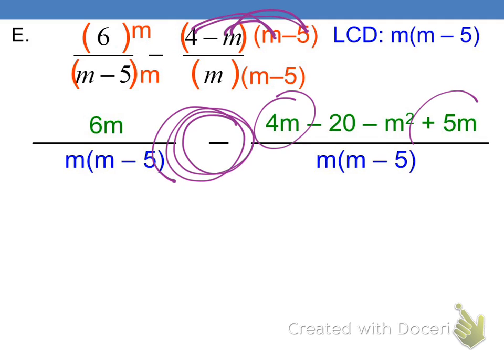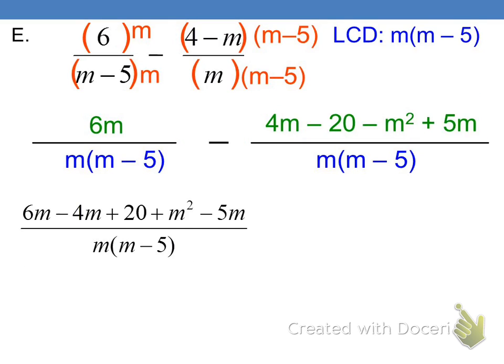And I have like terms. So you can kind of pick where you want to go next. In this particular step, it all happened. No, it didn't. They're still like terms. Excuse me, I misspoke. So when I put these in the same rational expression, combine them into one, that's when I distributed the negative sign. So I started with the 6M minus 4M plus 20 plus M squared minus 5M.